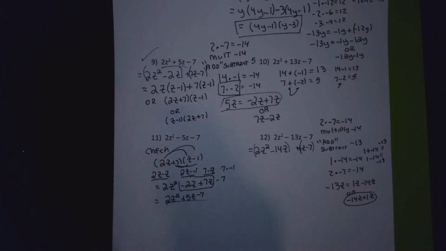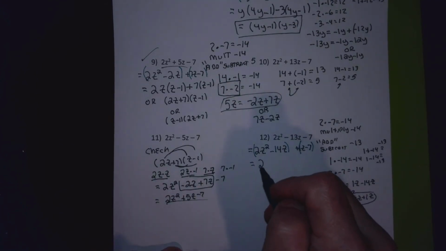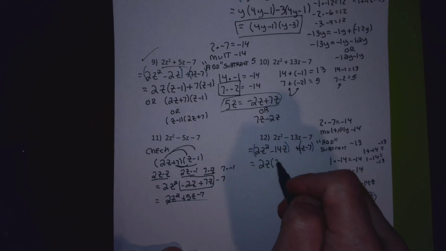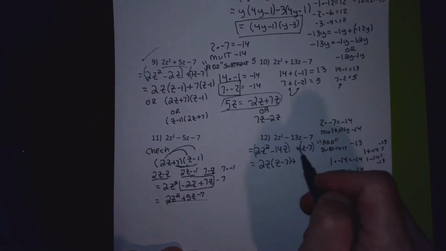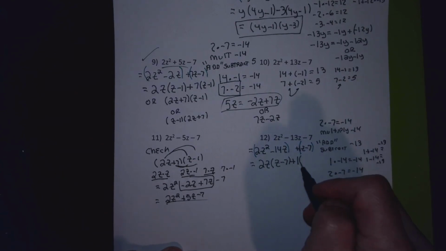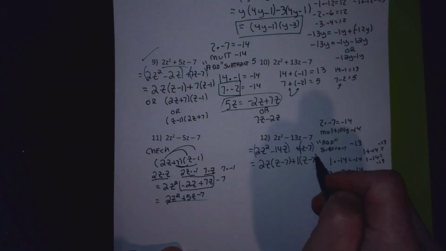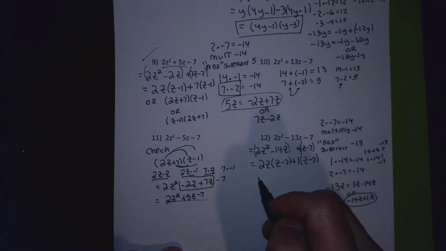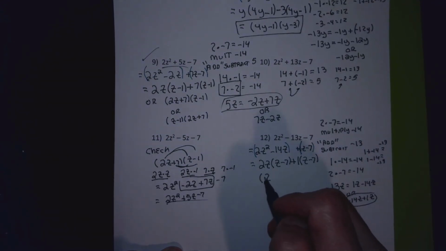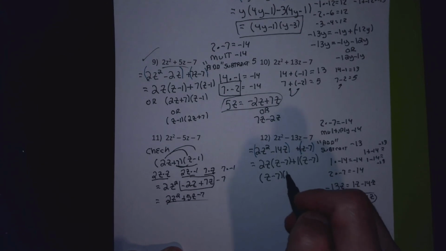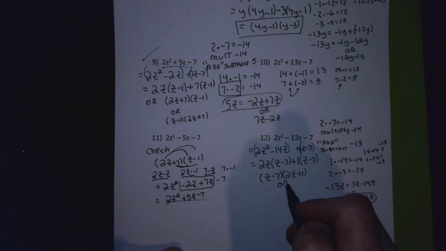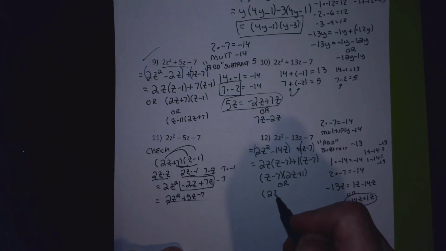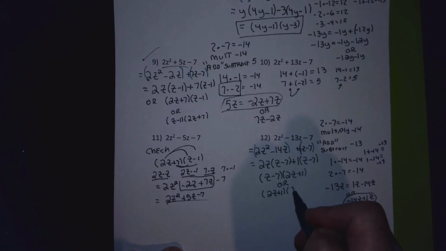First parentheses, there's a common factor of 2z that I can factor out. When I factor out the 2z, I'll be left with a z minus 7. I'm going to bring down the plus sign. Second parentheses doesn't have a common factor. I'm going to factor out a 1 and be left with a z minus 7. Now I can write my answer. It's either going to be z minus 7 times 2z plus 1, or, if you prefer, 2z plus 1 times z minus 7. They're equally correct. Both would check.